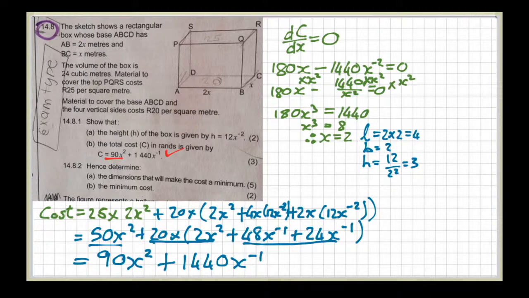Now, just for the sake of time, I'm not going to do B completely. If I look at 14.8.2b, they ask me for the cost. And all I do for the cost is substitute x with 2. So 90 times 2 squared plus 1440 times 2 to the negative 1. You put that in your calculator and the answer you get is, if my calculator was correct, 1,080 Rand.